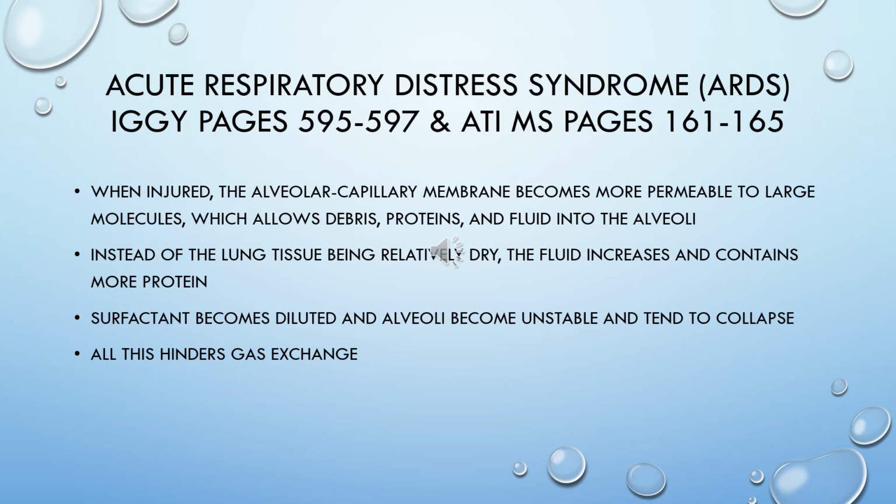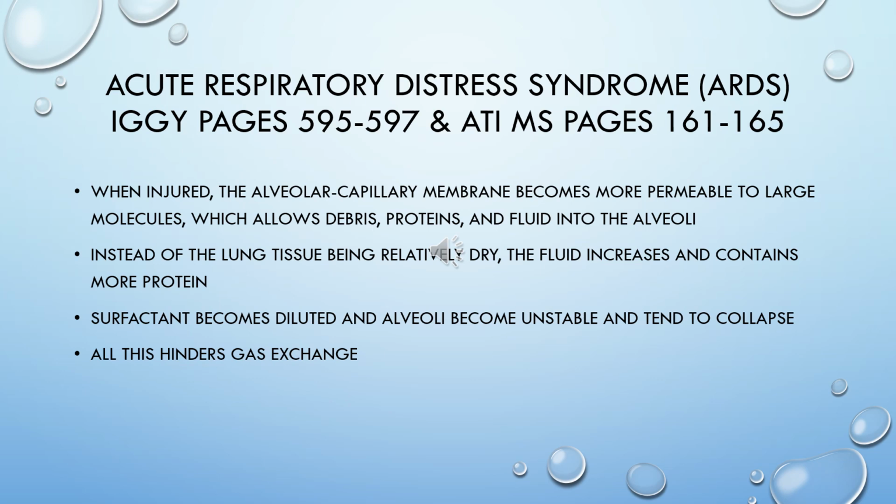So we're moving right along with our respiratory disease processes here. The next one we're going to talk about is acute respiratory distress syndrome, or you may hear the term ARDS, and this is found in your book on pages 626 through 628, as well as in your ATI book from 153 to 157. And basically, this is a real quick rundown of the pathophysiology. It describes what's going on within the lungs.